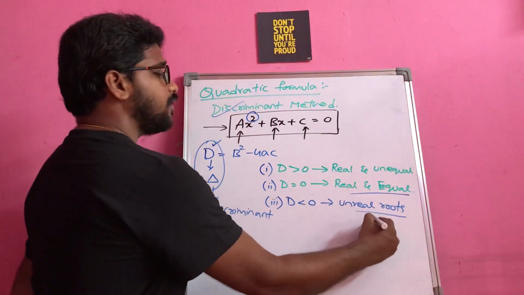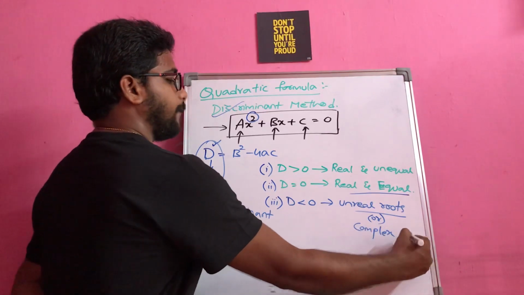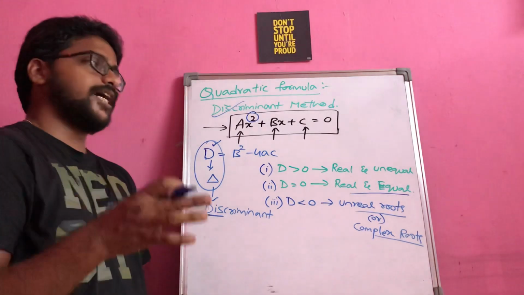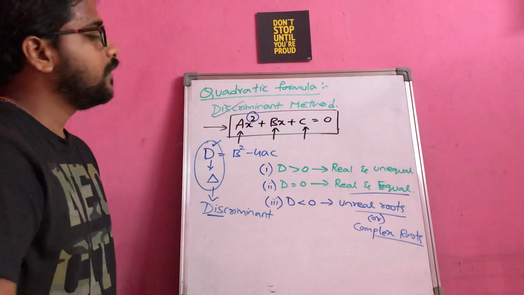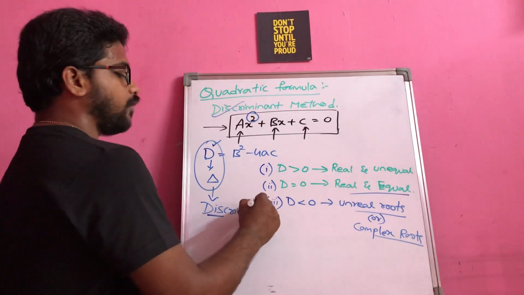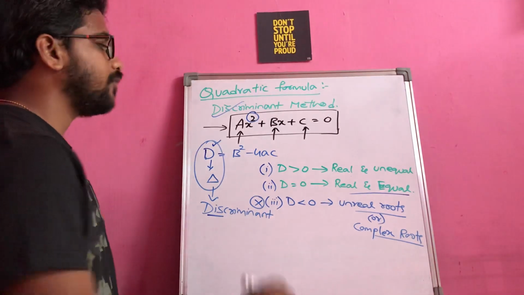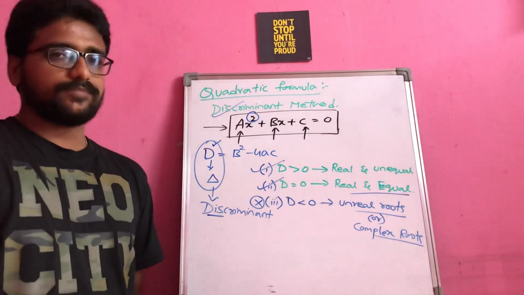So another name for unreal roots is complex roots, right? This topic you are going to learn in your class 11 in the chapter named complex numbers and quadratic equations. In class 11 we are not discussing much of this D less than 0 case. Mostly we are focusing on D greater than 0 and D equal to 0 cases, right?